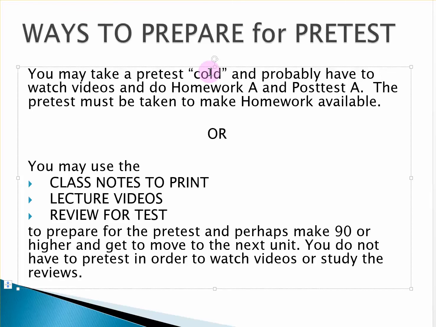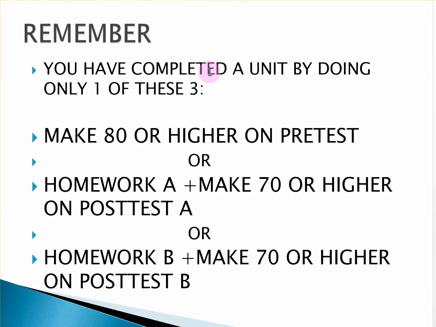All right, remember, you have completed a unit by doing only one of these three things. You make 80 or higher on the pretest. If you do, you move on, you're ready for the next unit. Or you don't make an 80, so you have to do homework A, and then you make a 70 or higher on post-test A. This is the typical route.